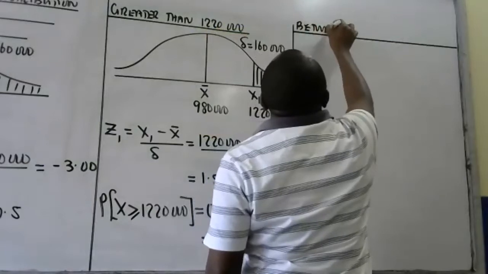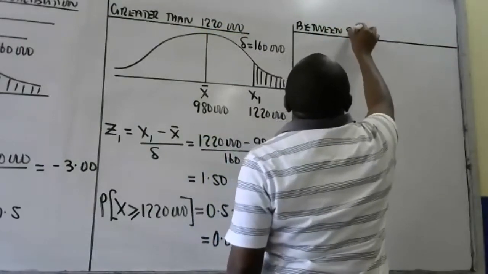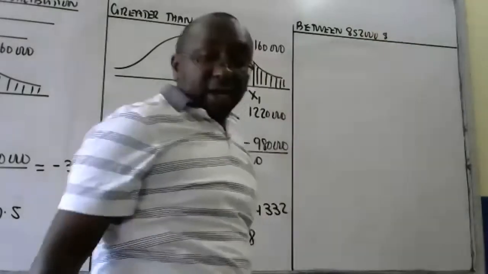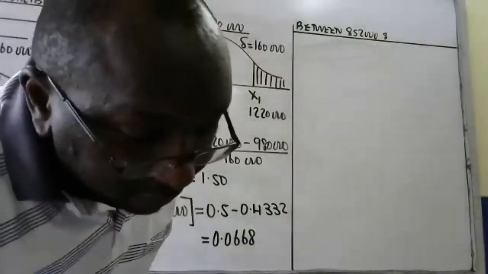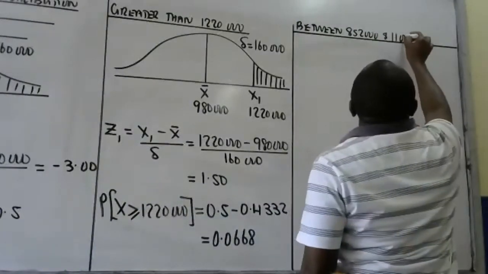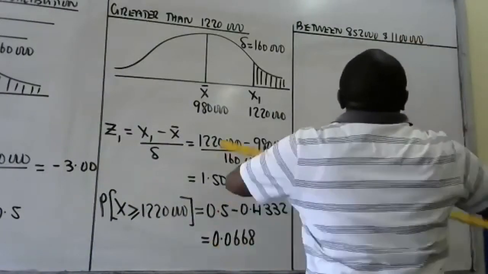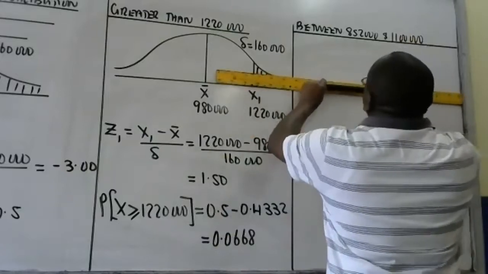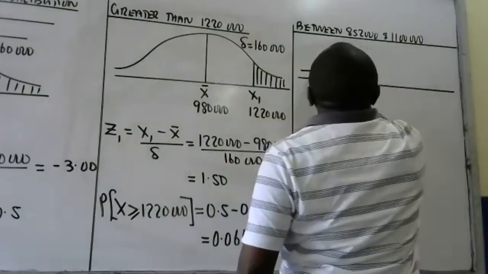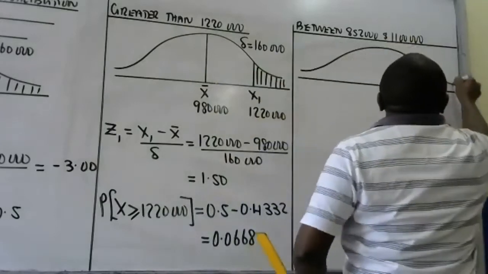So between 852,000 and 1100 or 1.1 million. So this one is drawn again like this.